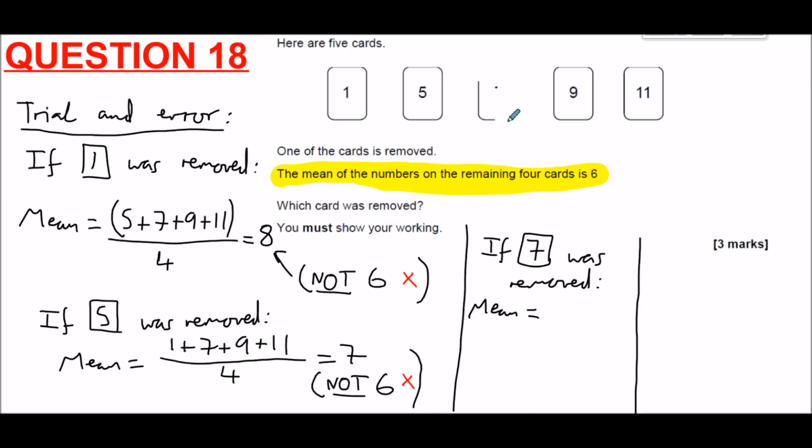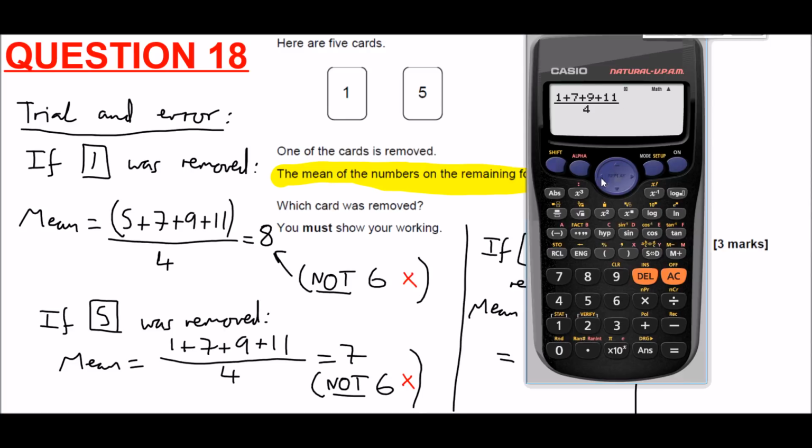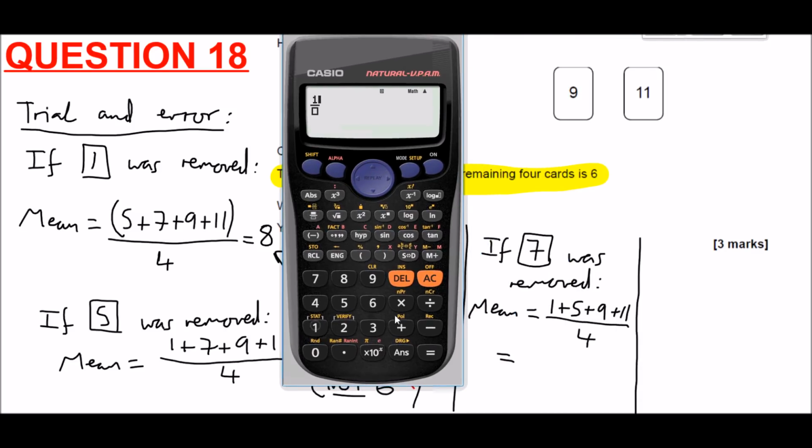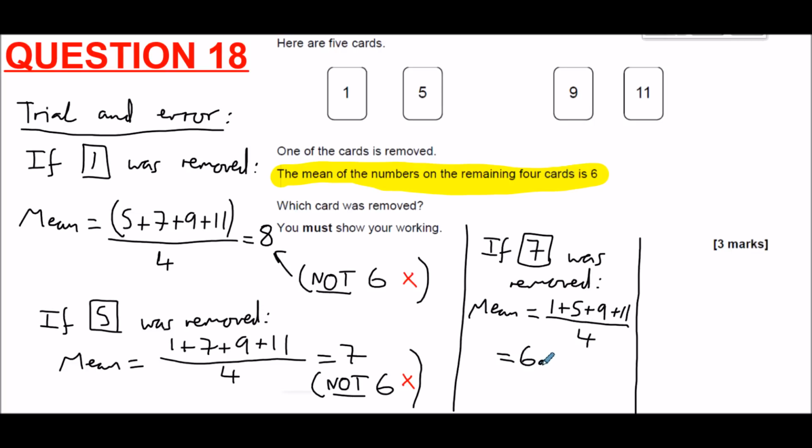So the mean, if 7 was removed, let's get rid of 7. The mean would be 1 plus 5 plus 9 plus 11, all of that divided by 4. So let's calculate this one. 1 add 5 add 9 add 11 divided by 4 is 6.5. And again, 6.5 isn't 6. So surely it's going to be either 9 or 11.